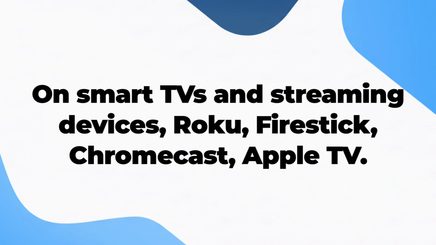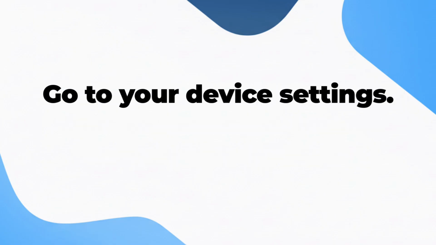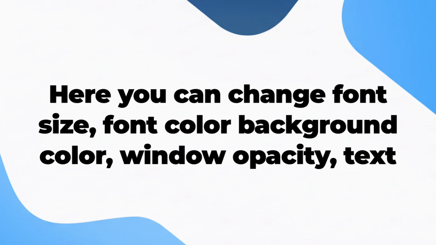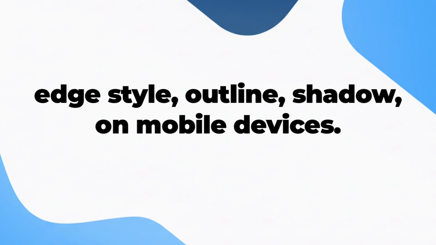On smart TVs and streaming devices, Roku, Fire Stick, Chromecast, Apple TV, go to your device settings. Here you can change font size, font color, background color, window opacity, text edge style, outline, shadow.